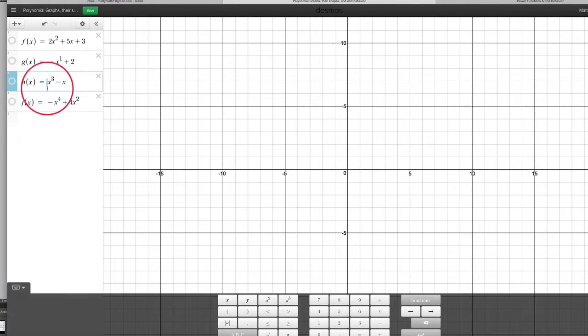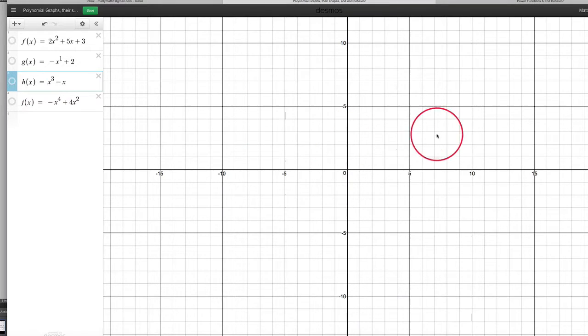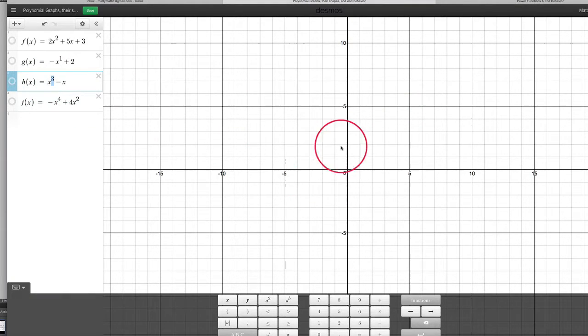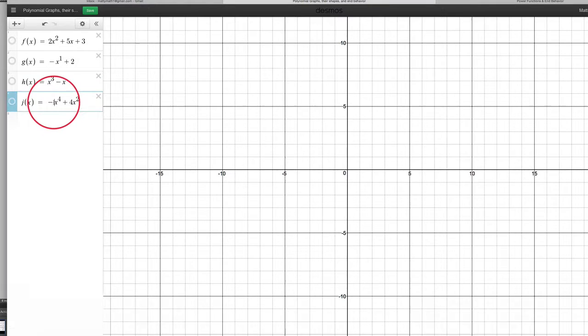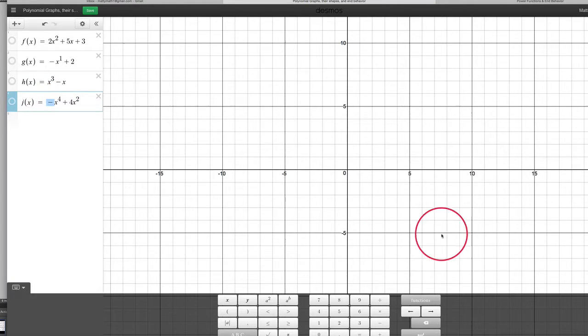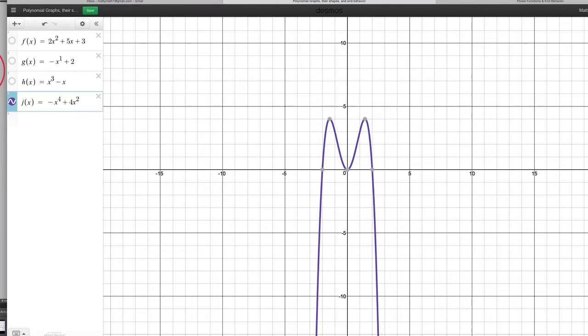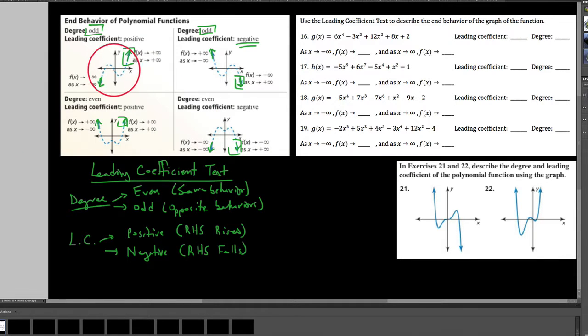Here we have a positive leading coefficient. Positive leading coefficient means the right side is going to rise, and because the degree is odd, the left side will just be opposite of the right. So when I highlight this again, you can see we definitely rise on the right and fall on the left. And then last but not least, this has a negative leading coefficient, so the right side would have to fall. And furthermore, because the degree is even, the left side would have to do the same thing as what the right side did, so if the right is falling, the left would also fall here. So this is a really handy tool in order to determine what your graph does on its ends.